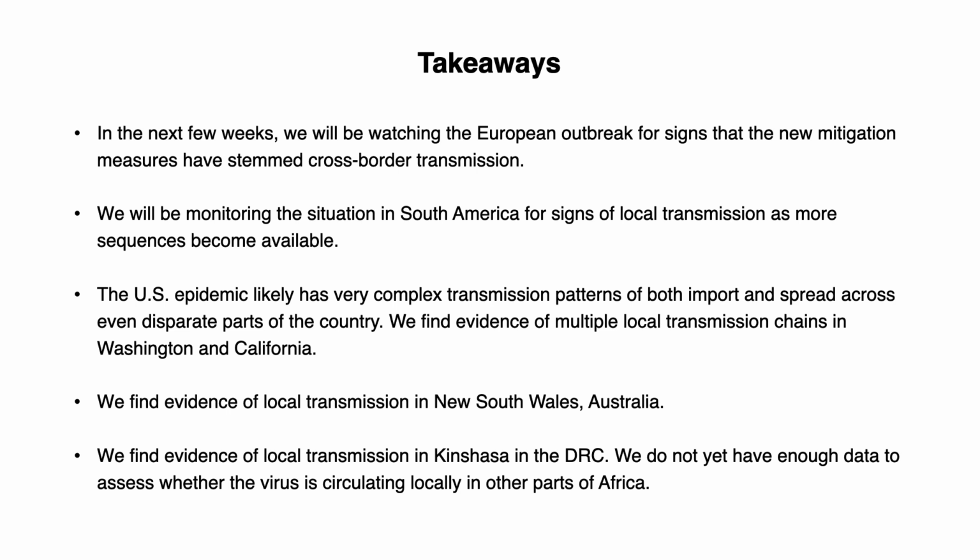We find evidence of local transmission chains in Washington and California. We find evidence of local transmission in New South Wales, Australia. And lastly, we find evidence of local transmission in Kinshasa in the DRC. We do not yet have enough data to assess whether the virus is circulating locally in other parts of Africa.